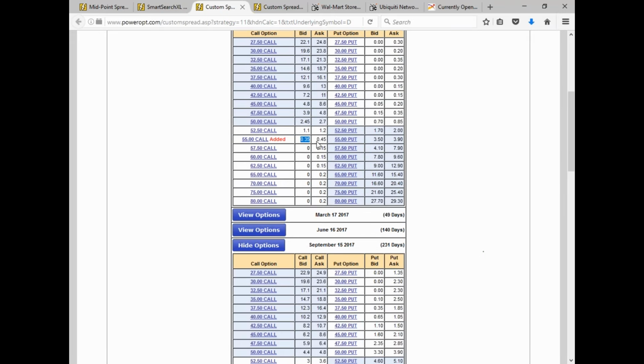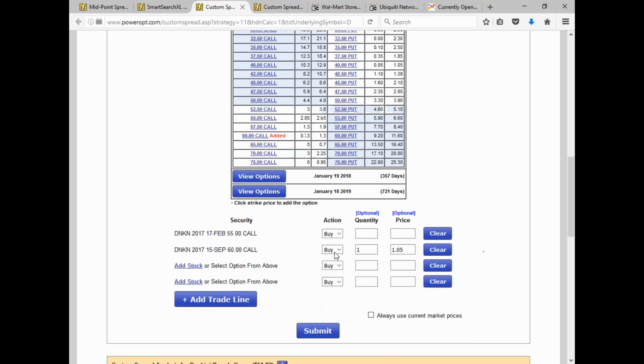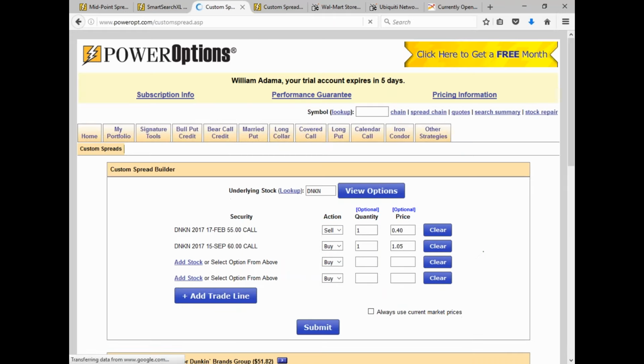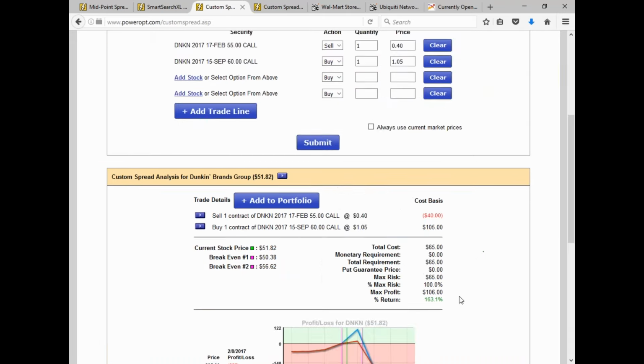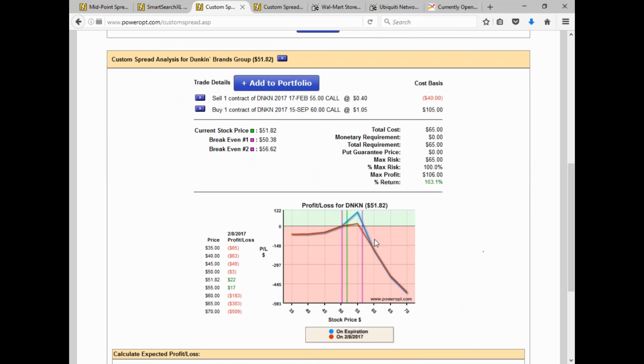And we're going to sell the 55 at 40. Excuse me, folks. There we go. Okay, now here's why I don't like this. You're using calls to get a lower debit, 1/10 of the debit that I had.